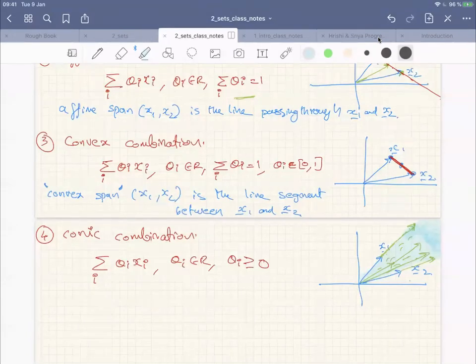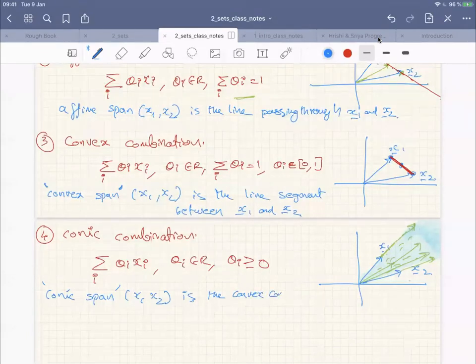Okay, so then we can write that conic span, again this may not be a formal word, conic span of x1 and x2, is, so this is called a convex cone. Let's call this cone, convex cone C.